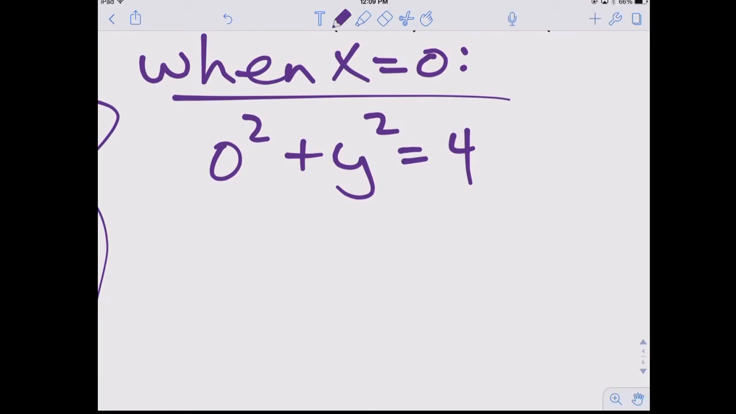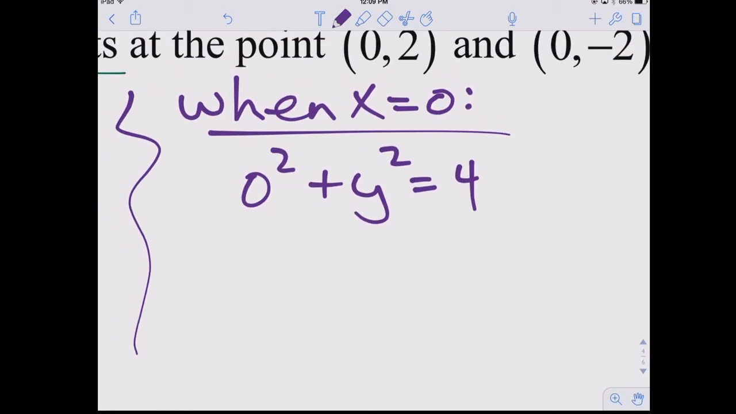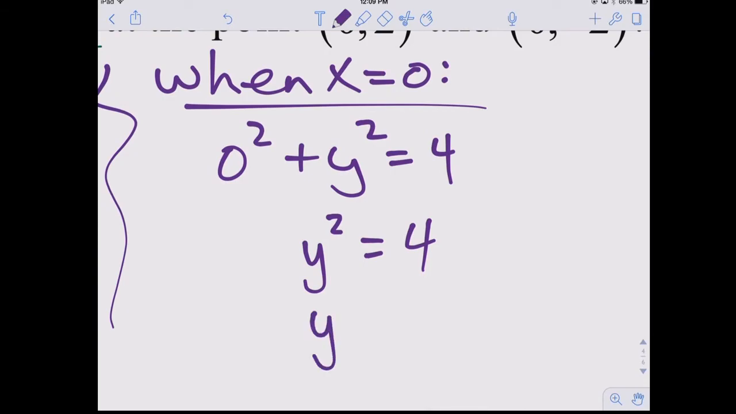Oh, German. Wenn x equals ganz nichts, haben wir ein y squared equals 4. Fear not, though, because we know how to do this. We take the square root of both sides and we get plus or minus 2.